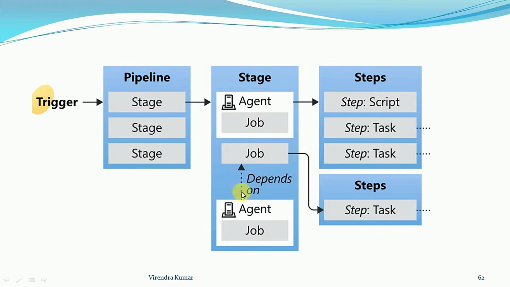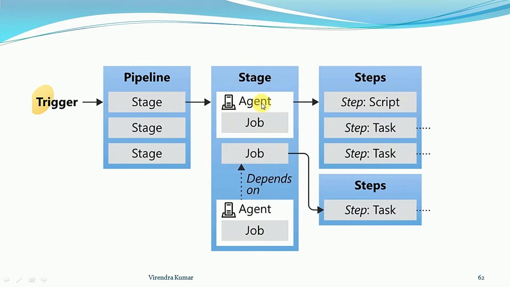Now let's understand by this diagram. A pipeline is triggered. Okay. Then a pipeline is triggered, and a pipeline can have multiple stages: stage 1, stage 2 and stage 3. And a stage has the agent and the job.